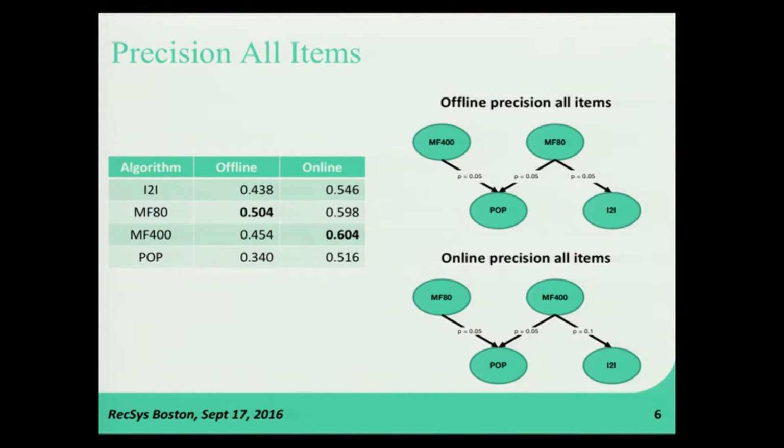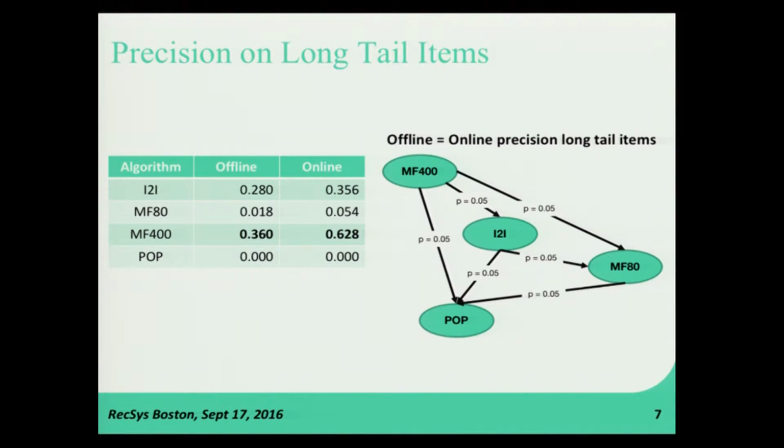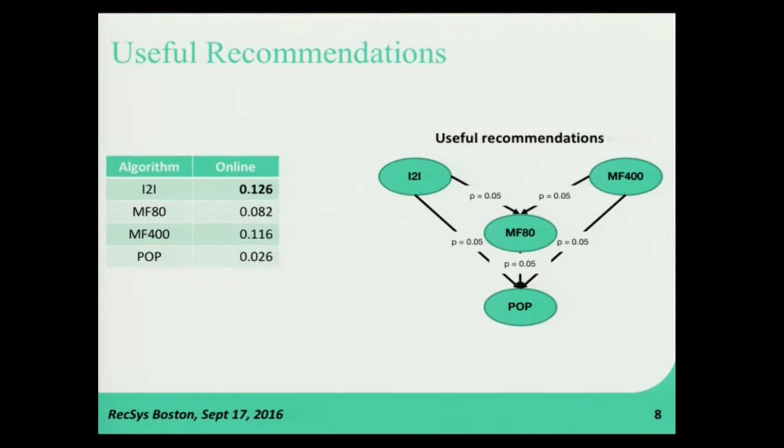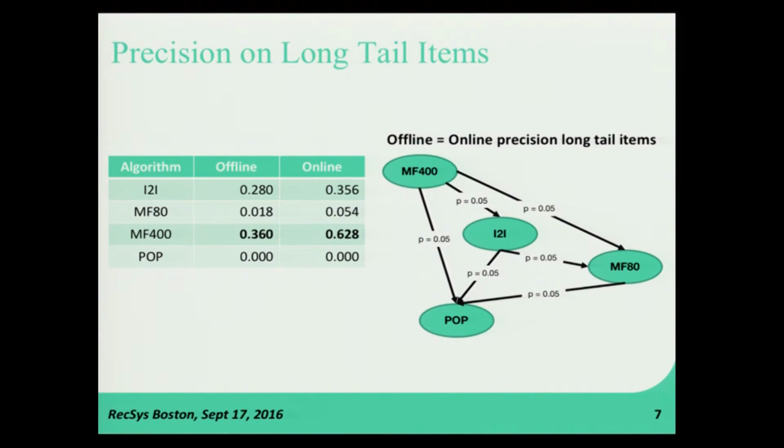While if we focus on precision on long-tail items, so on not popular items, we can see that precision on long-tail items produces the same rankings in both offline and online scenarios, and also the domination graphs are exactly the same. In particular, it's interesting to see that MF400 is much better than the other algorithms, and it's something that didn't happen if you only consider all items.